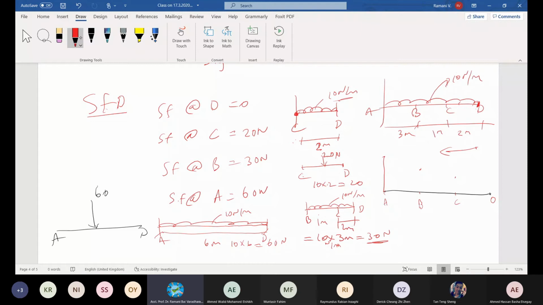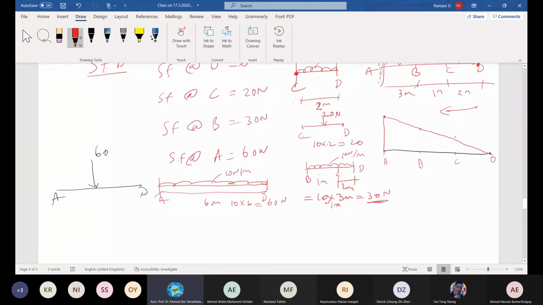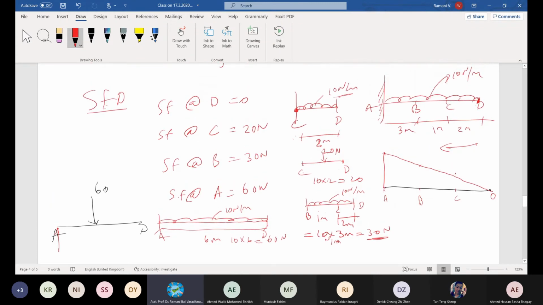Then due to the reaction it will go down. I will explain that one later. So you mark until this point, it has to come down to 0 because it is a fixed end, right? The total load should be counteracted by an equal load opposite to that direction according to the fixed condition.